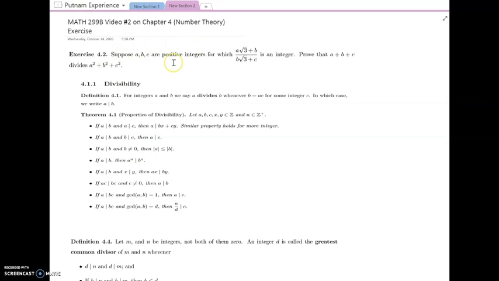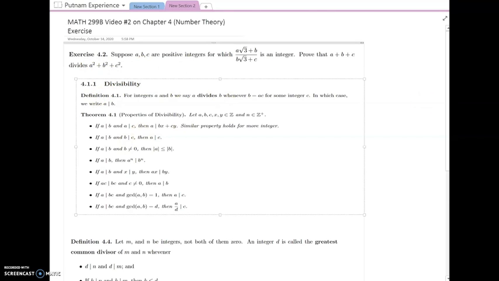Now, looking at this problem, I found it to be very confusing, but when I look at the notes, I found some definitions and theorems that I think are going to be useful. I feel like for this problem, definition 4.1 and theorem 4.1, properties of divisibility, are going to come in handy, because it's asking me to prove that a plus b plus c divides a squared plus b squared plus c squared. So I thought the first step was getting this definition.